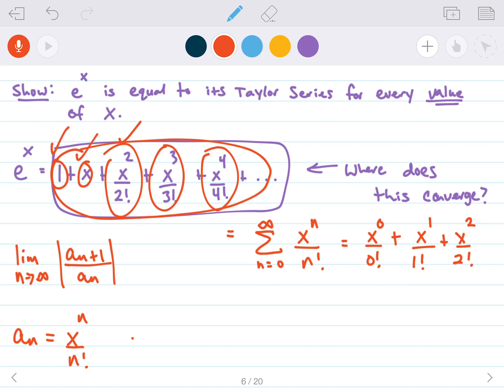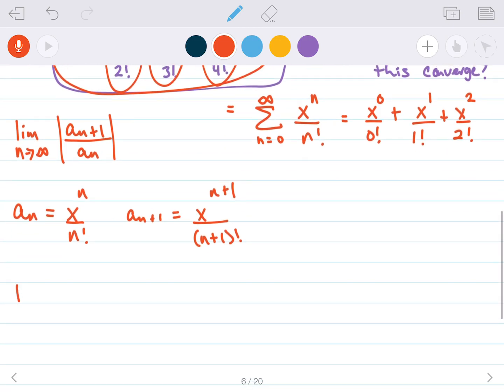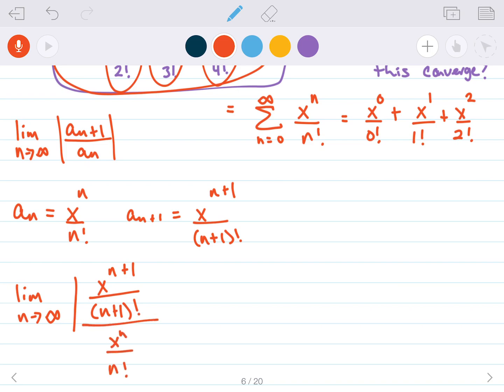And a sub n plus 1, well, we're simply substituting an n plus 1 in for n. So we get x to the n plus 1 over n plus 1 factorial. And now we can just plug this stuff into our absolute value bars. So we have the limit as n goes to infinity of x to the n plus 1 over n plus 1 factorial divided by a sub n, x to the n over n factorial.